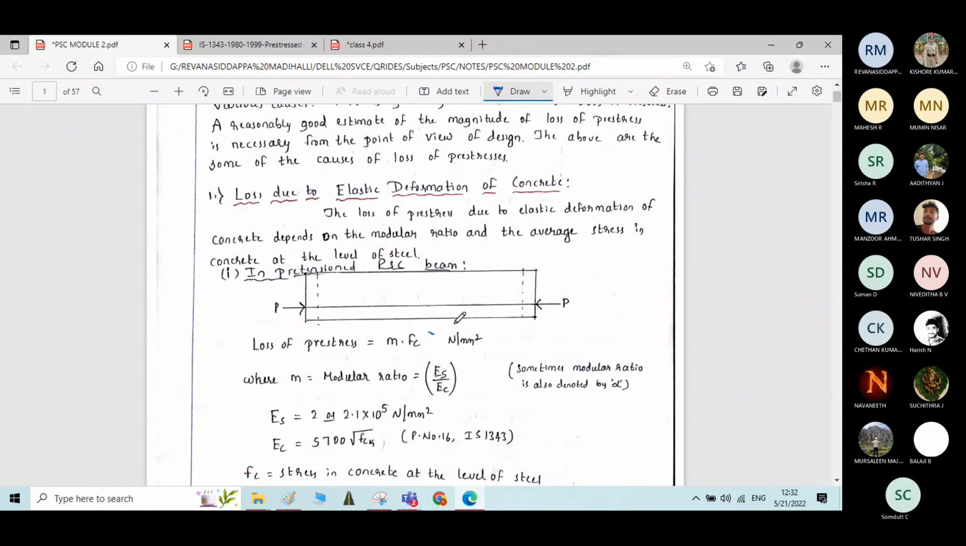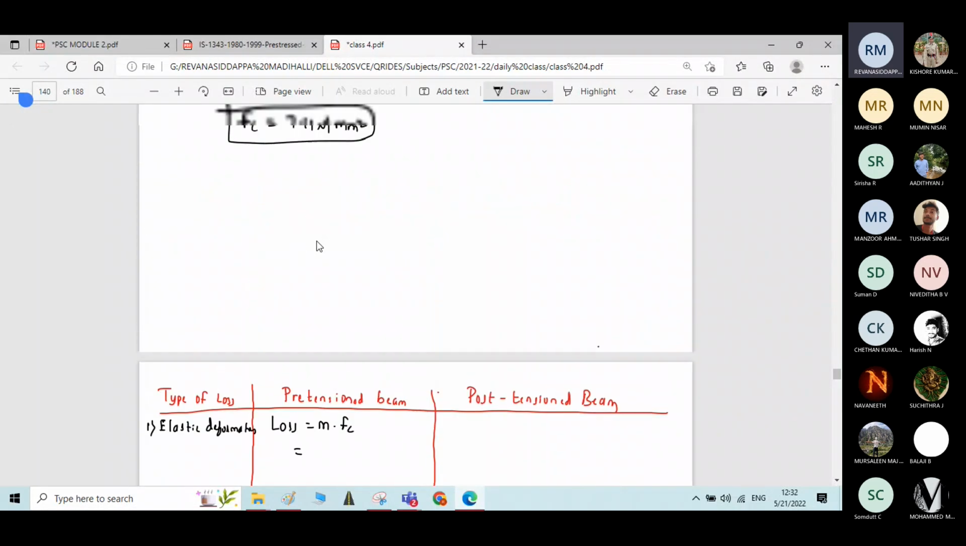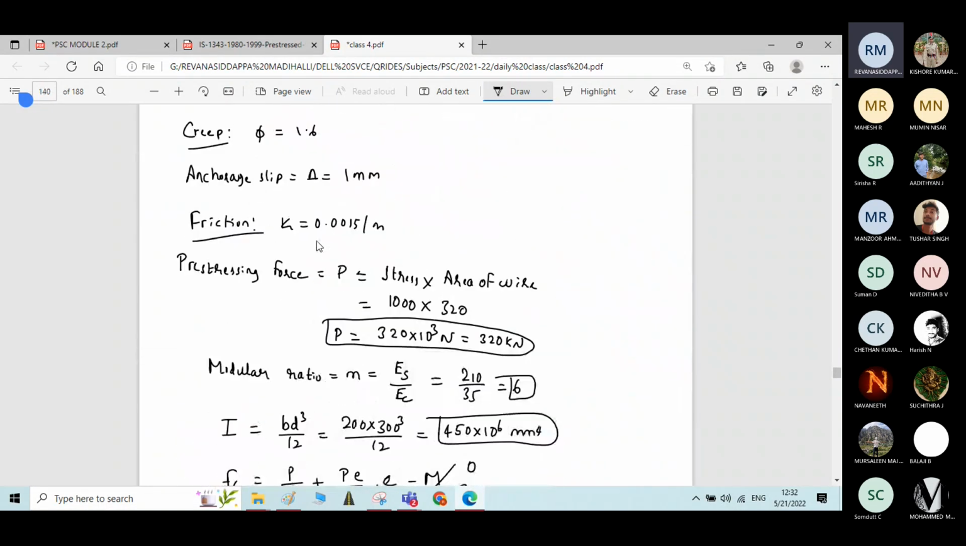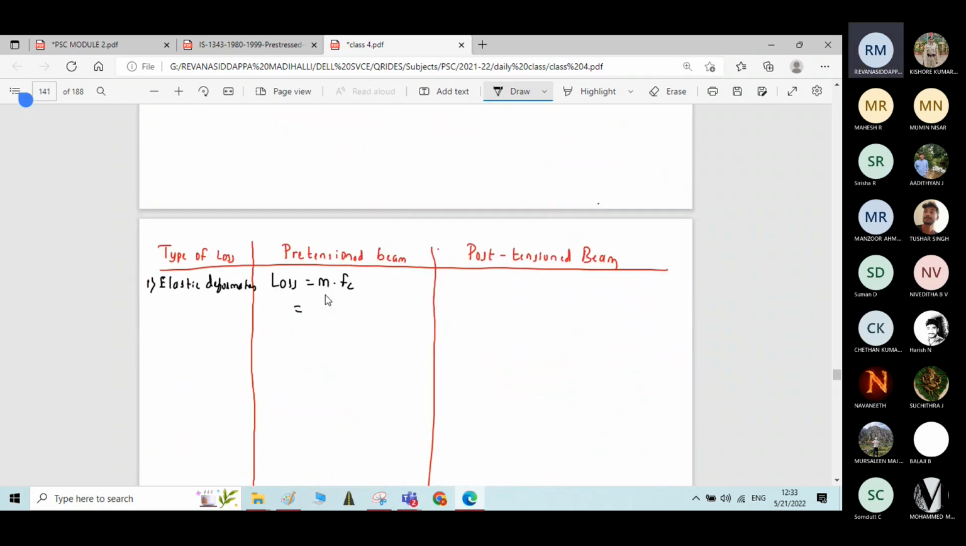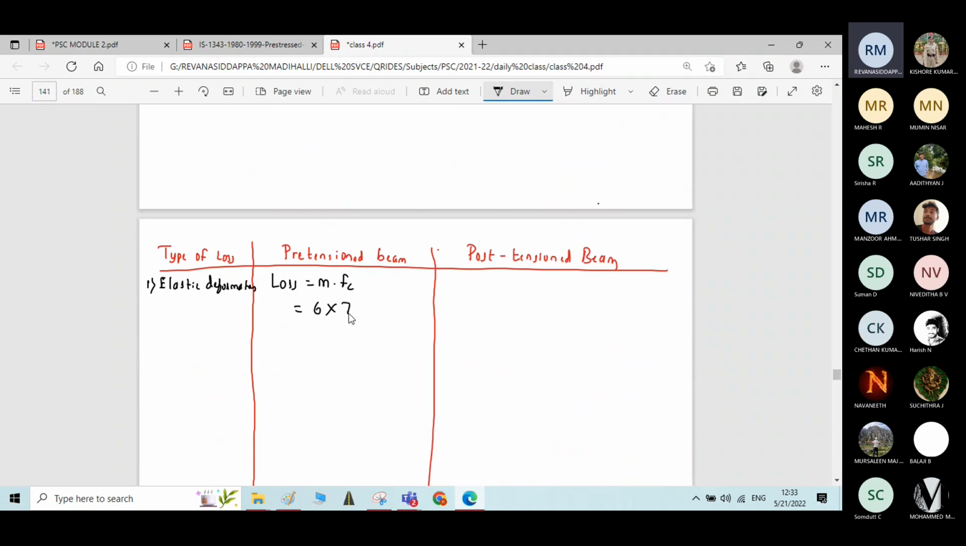Loss is equal to M into FC. Therefore, M is the modular ratio, which we calculated before. We got it as 6. So M is 6 into FC 7.11. By this we'll get the total loss as 42.66 Newton per mm square.